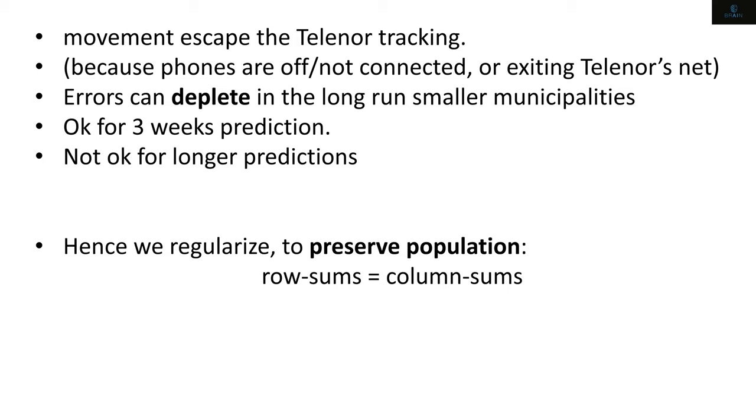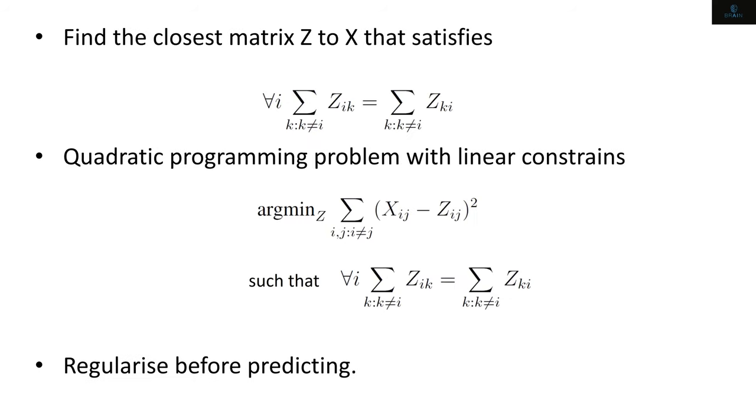And these errors in this equality are problematic because suddenly you can start to deplete smaller municipalities, because you want to move people out from the municipalities and there's nothing there. So you have to regularize these matrices. You have to make sure that you preserve populations. Then you do some mathematics and understand that this means that the sums of the rows and the sums of the columns should be the same. And then, by doing some quadratic programming with linear constraints, you find the matrices that are closest to the one that you get from Telenor, but preserve the population. These are the ones that we use for mobility.